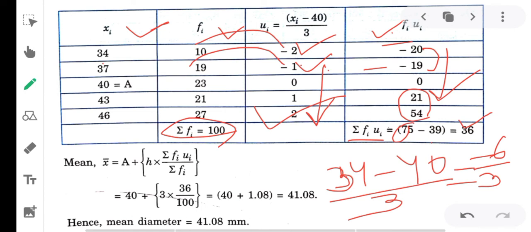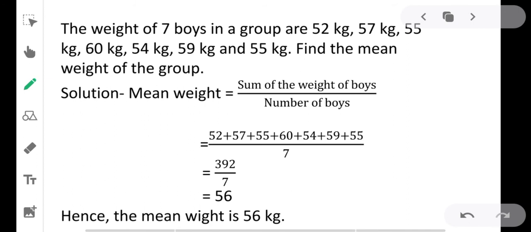Clear? Now the formula is a plus h into summation of fi ui by summation of fi. So 40 plus 3 into 36, that is the summation of fi ui, by 100, where the value of h is 3 and a is 40. When you solve this you'll get 41.08, that is the mean. Clear? Okay, next question.